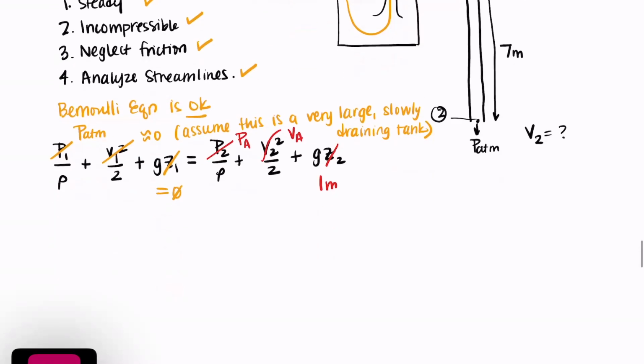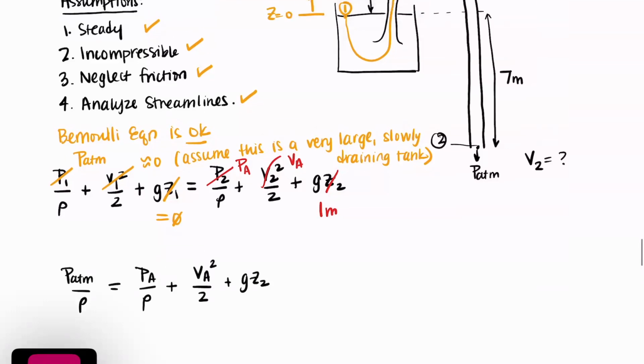Okay, so let's write down what we have so far. We have P atmosphere over rho is equal to P at A over rho plus V at A squared over 2 plus GZ2, which we know. We have a slight problem. We want to find this, but we don't know VA.